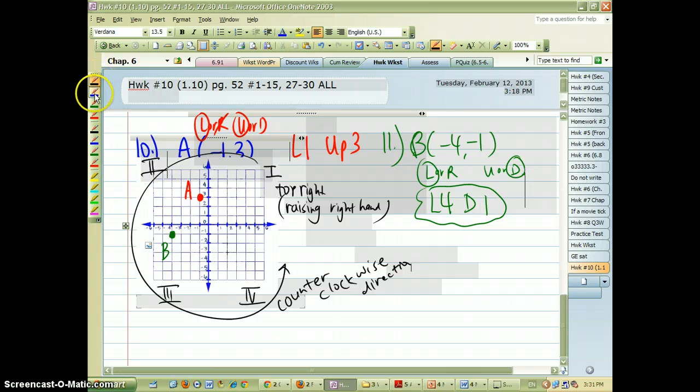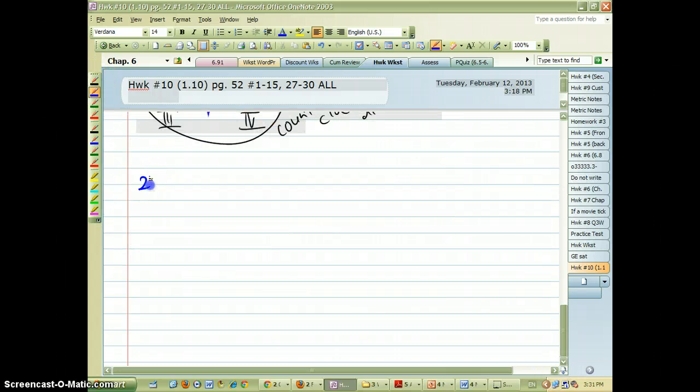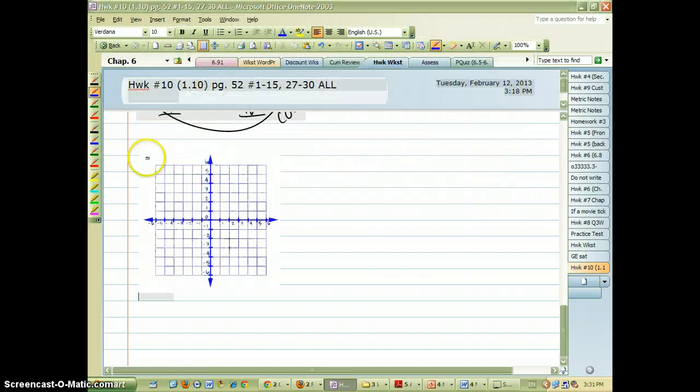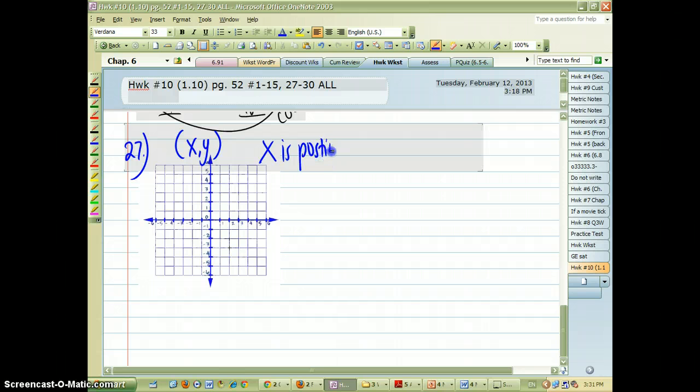So when you get to 27 through 30, I insert another coordinate plane here. So on number 27, if you have x comma y as your coordinate, they said if x is positive and y is negative, then they want to know which quadrant that'll be in. So if x is a positive number, now x's go left and right. So if it's positive, we're going to be going to the right. Good. So we'd be going this direction.